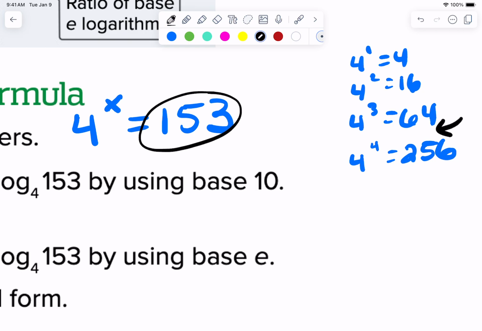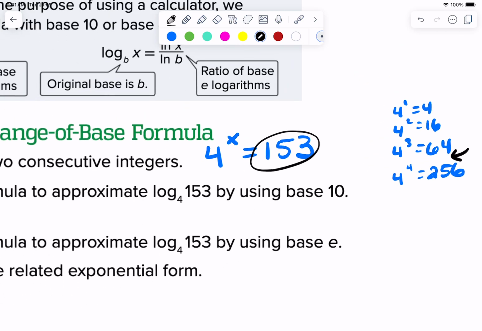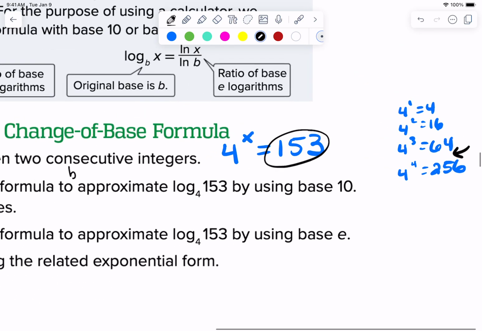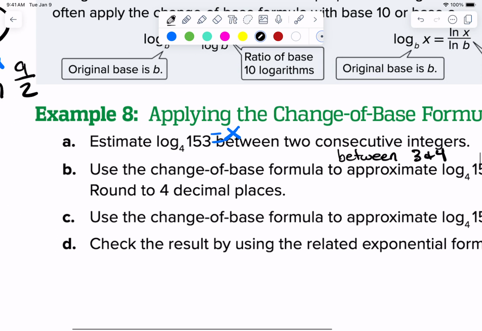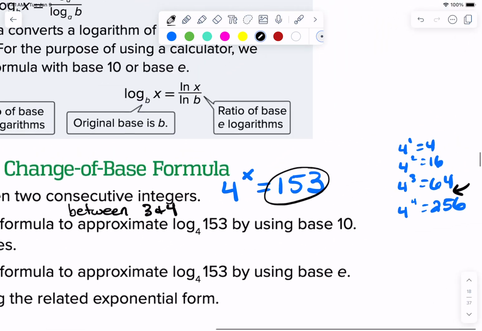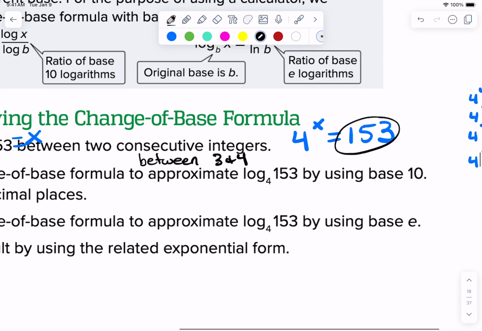So x should be between 3 and 4. That's answering the question: estimate what two consecutive integers it's between. It has to be a number between 3 and 4.